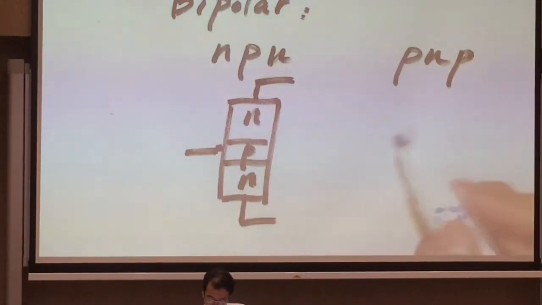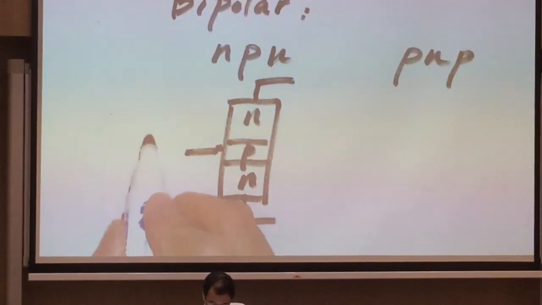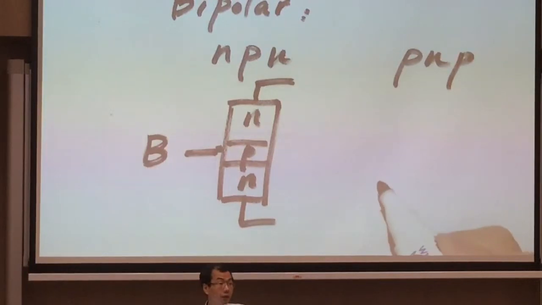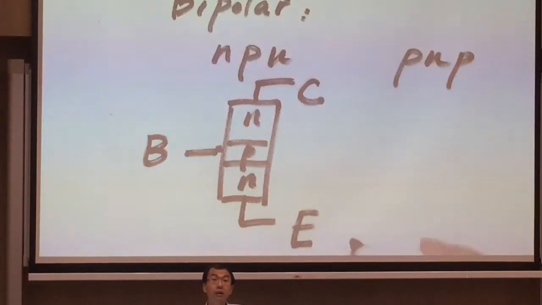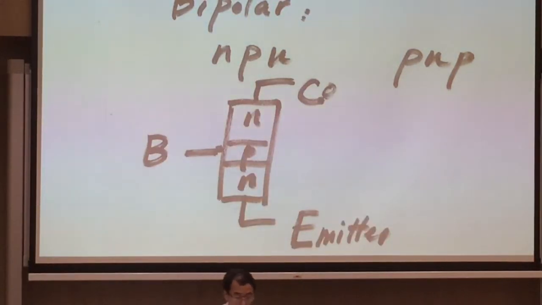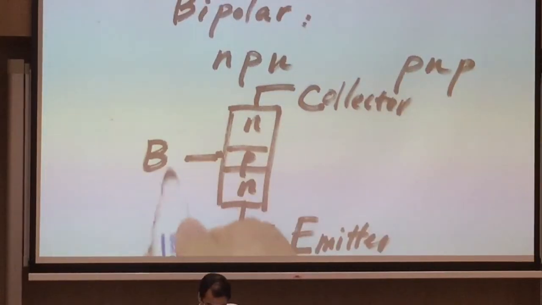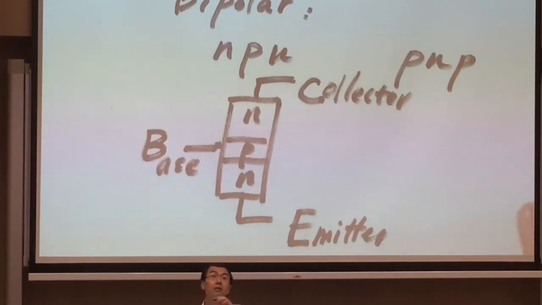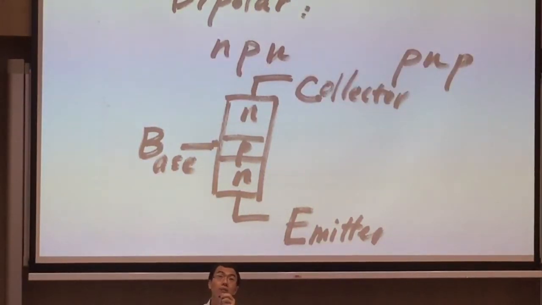And the bipolar is actually a three terminal device. This terminal we call the base terminal, this terminal we call the collector, and this terminal we call the emitter. So this is the collector, and this is the base. So this is a three terminal device. PNP is the same, you have P, N and P.